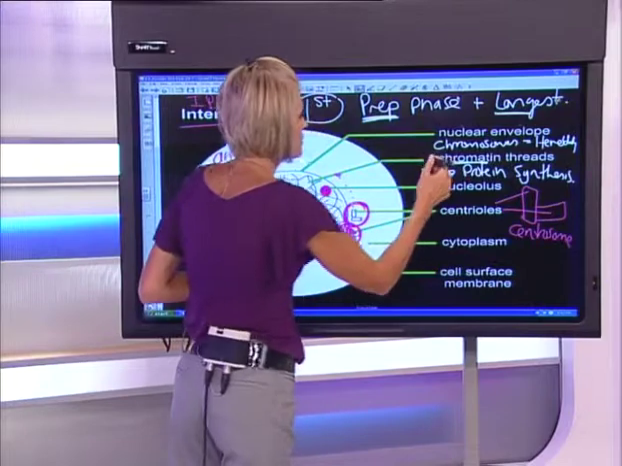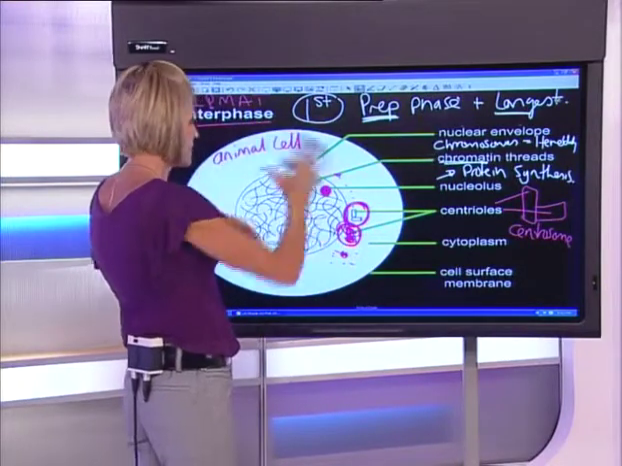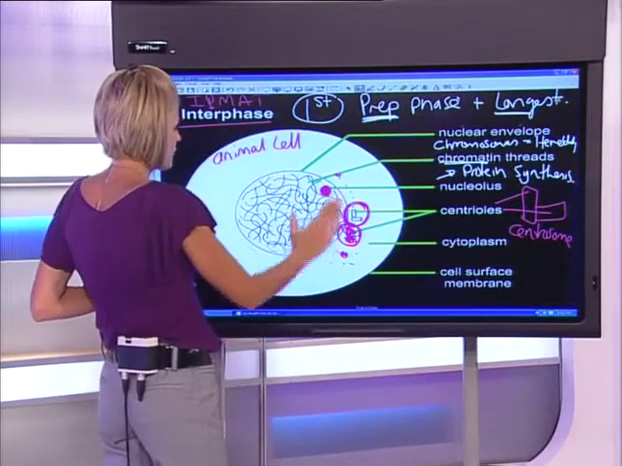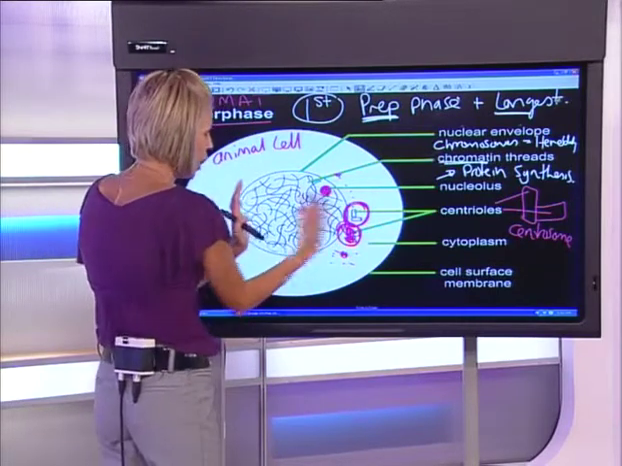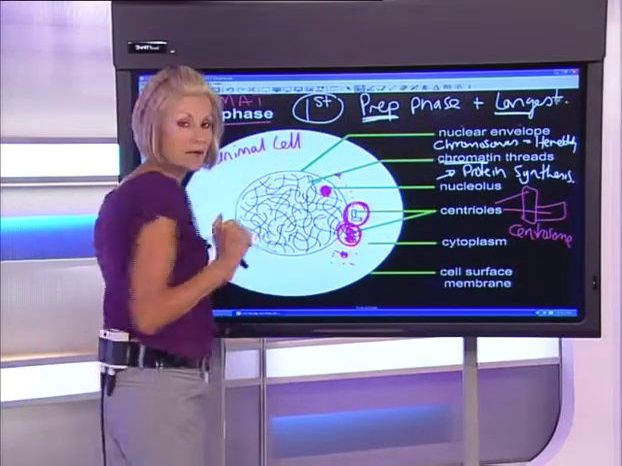So we've got the chromosomes, and they're all mushed up, and they're all stretched out, like spaghetti. And then we get the nuclear envelope, which is literally the nuclear pore that forms an envelope around to hold the chromosomes here and the nucleolus in place.